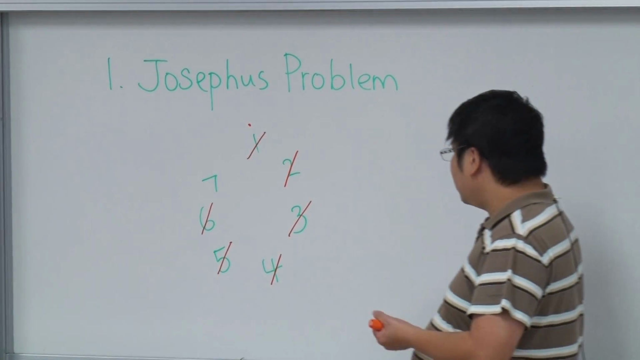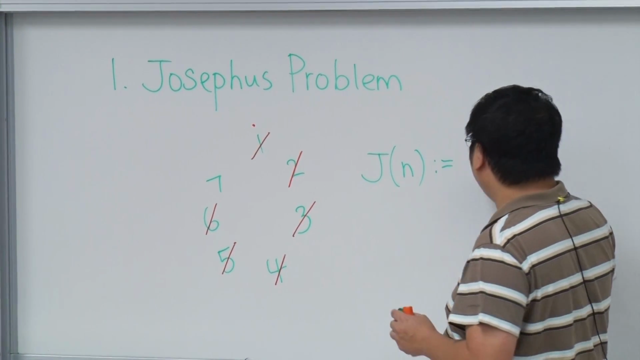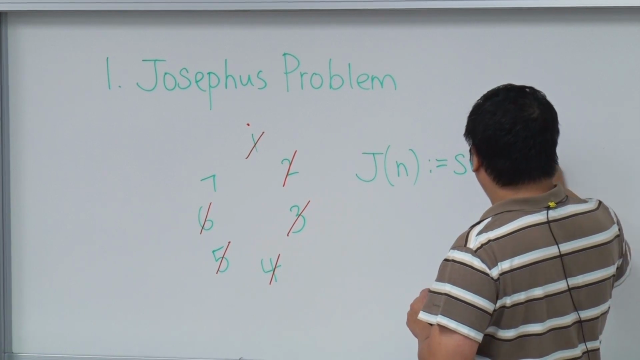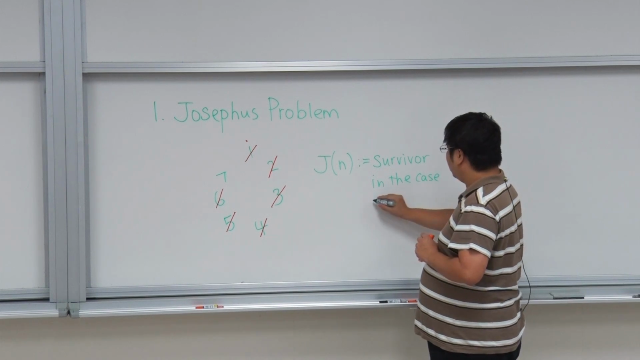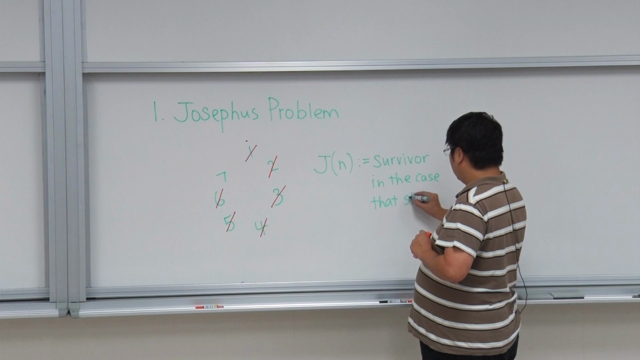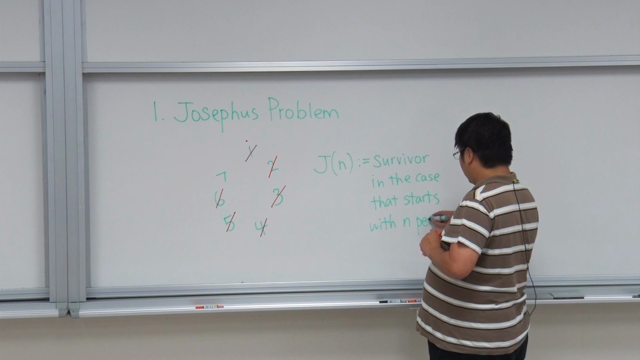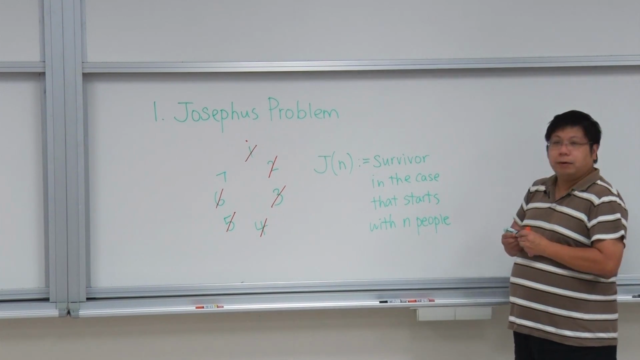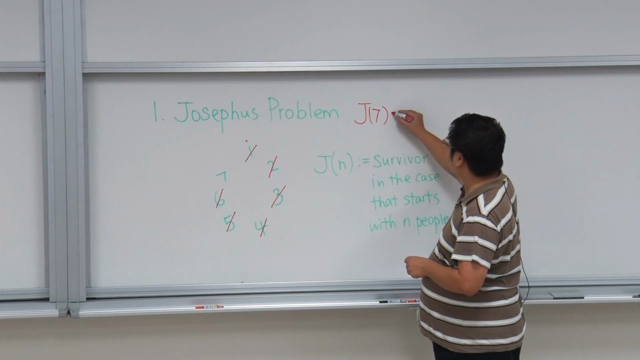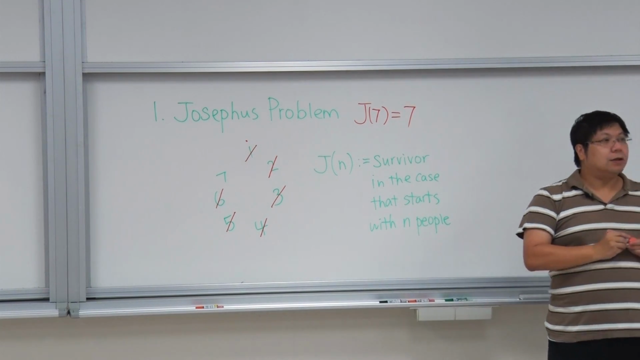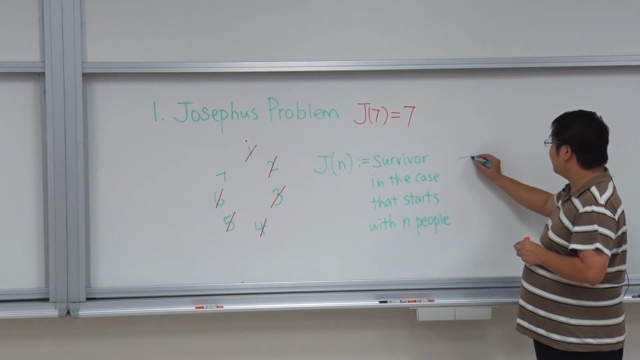Only 1 is left. We will let J of n denote the survivor in the case that we start with n people. In our current example, we have J of 7, and it turns out that it is equal to 7. So for question 1, we want to show that J of n is actually very nice.